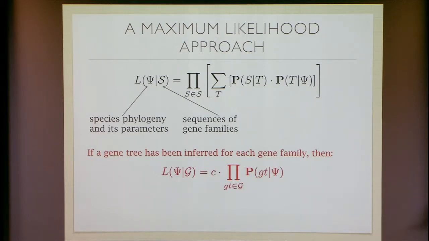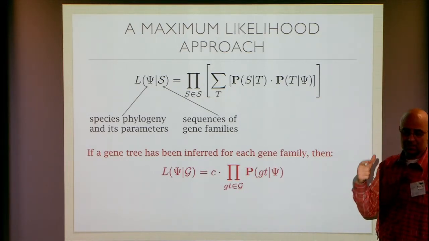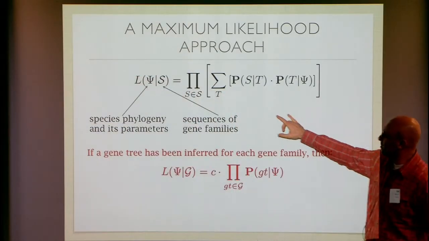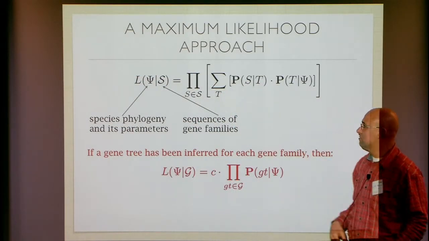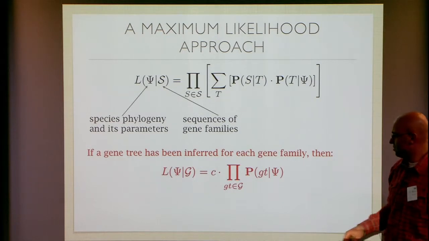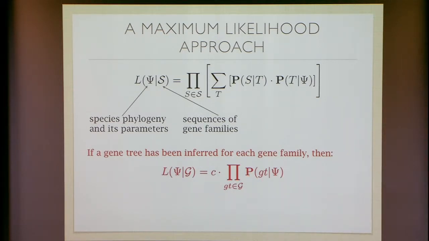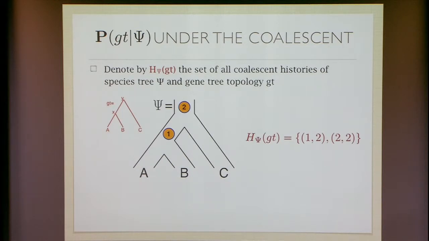Okay? Now, in the morning we heard about approaches where the gene trees are reconstructed first, and again in the talk after this we will hear about gene trees reconstructed first. If we have that, then we can factor out completely this issue of sequences and integration over gene trees, and we can basically focus on the probabilities of the gene trees. Okay? So the question is, how do we compute this probability of a gene tree given a species tree?